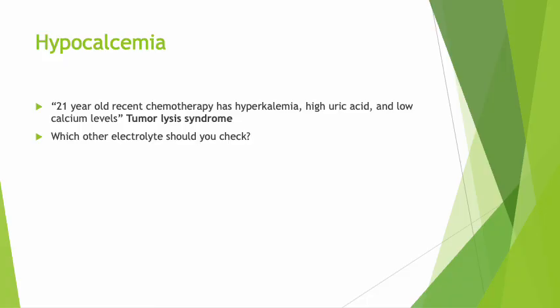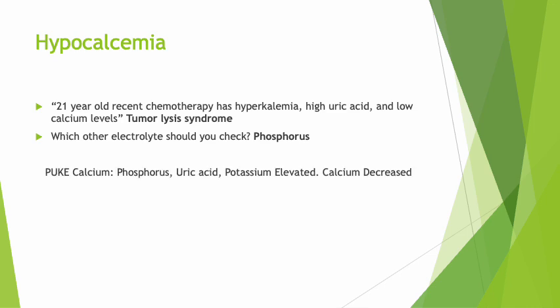And which other electrolyte other than the potassium and the calcium should you check for this patient? And we just went over this in that previous slide, but this one is going to be phosphorus. And I always forgot which of the electrolytes were elevated and decreased for tumor lysis syndrome, especially when I was stressed during the exam. But someone actually taught me this mnemonic.